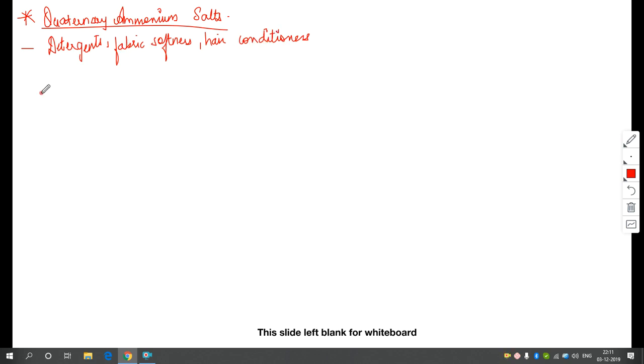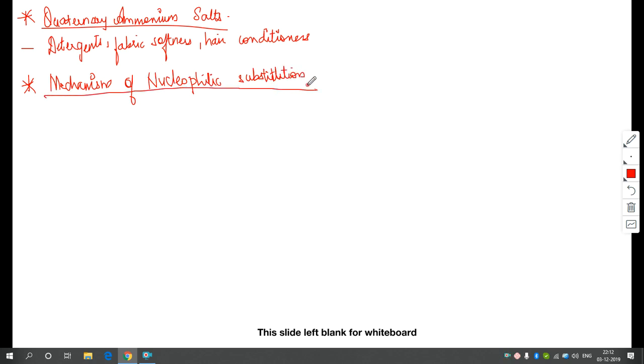Now we just saw nucleophilic substitution. We'll see the mechanism of the nucleophilic substitution reaction. So we will take one reaction at a time, that means from a primary to a secondary to a quaternary. So it will start like this.